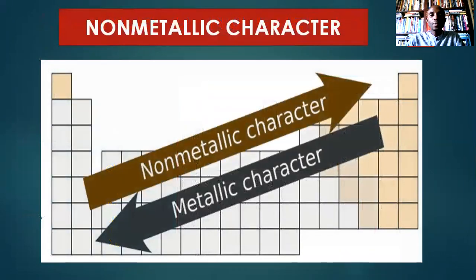All right. As you look at the periodic table, you observe that as you move from left to right, the elements become non-metallic. But as you move from the right-hand side towards the left-hand side, it becomes metallic in character. So non-metallic character increases across the period of the periodic table, from left to right, as the diagram on the screen is showing you.